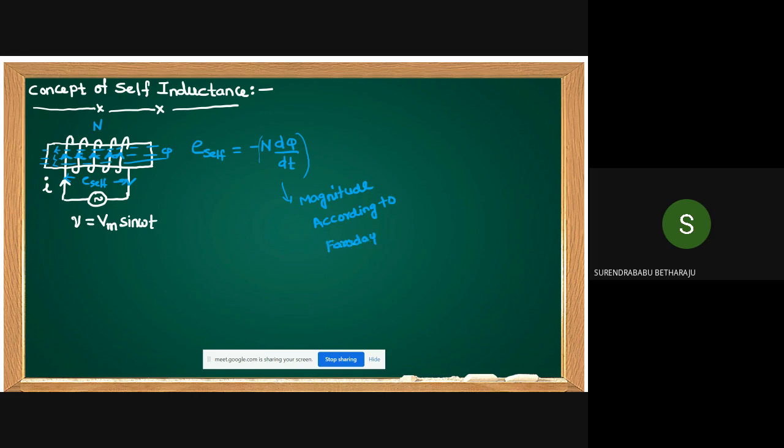Actually, this induced EMF is the statically induced EMF. I think you know this one. Even in the starting fundamentals, in AC analysis, I explained. This induced EMF is the statically induced EMF because the conductors are stationary and the flux is time variant flux. That's why it is a statically induced EMF. The magnitude of the statically induced EMF is given by Faraday's second law.